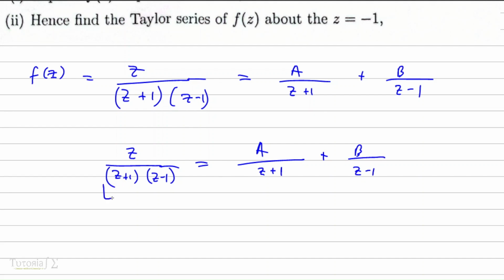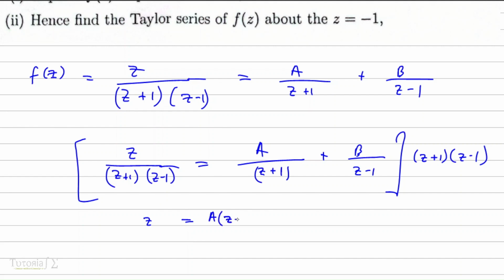So we can multiply throughout by z plus 1 times z minus 1. So we see that on this side, we're just going to have z being equal to this, z plus 1 will cancel with the z plus 1. So we have a times z minus 1 plus b. This and this will cancel out. So you're just going to have z plus 1.